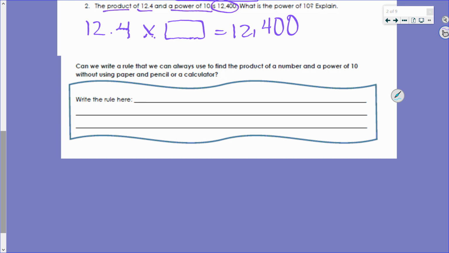So she's saying move between the 2 and the 4. Okay, and she counted. All right, it moved 1, 2, 3. So what power of 10 is going to move the decimal 3 times? Yes. 1,000. Good. 3 zeros. You moved it 3 times.